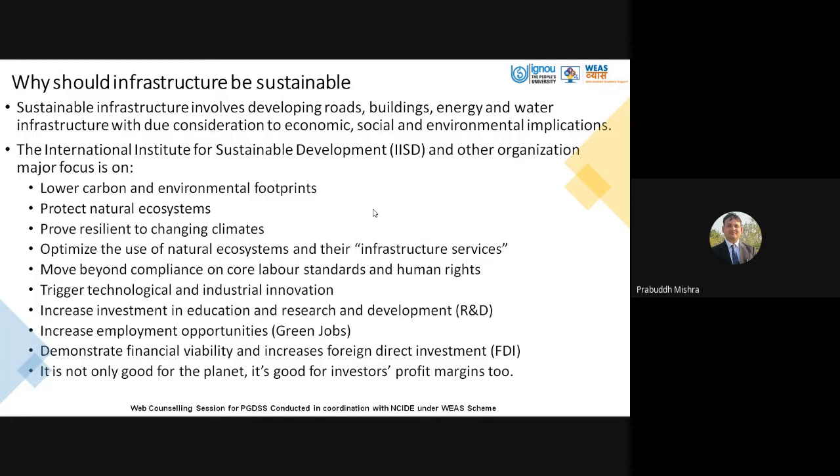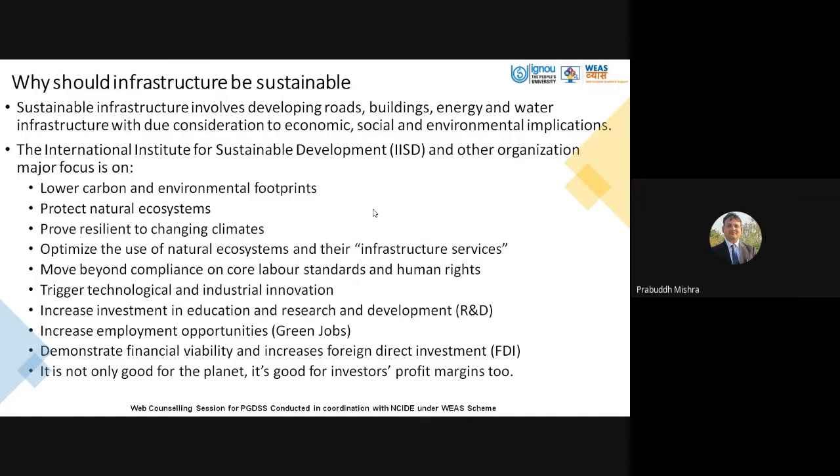Next is prove resilient to changing climates. See, whatever we are doing, climate is changing. Climate change is a new phenomenon. For the last 20-30 years, we are observing climate change, microclimate change. So whatever we are doing, we have to check what is the longevity of the project. How many years is it going to survive? So we have to sync it with the climate change parameters.